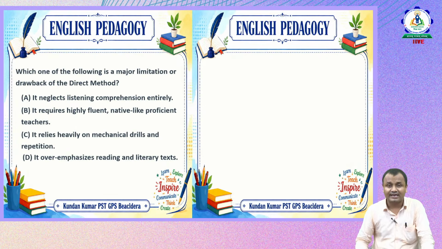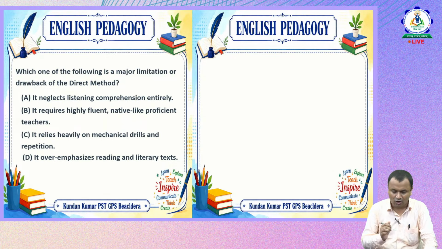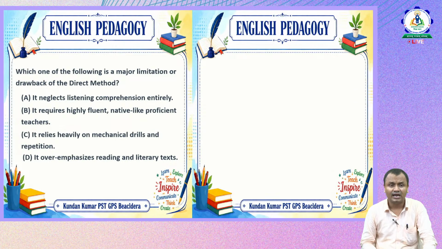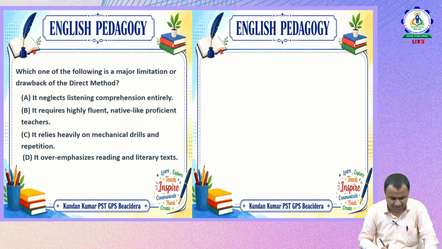Which one of the following is a major limitation or drawback of the direct method? Limitation or disadvantages or drawback of the direct method. It neglects listening comprehension entirely. It is exactly opposite to the feature of the direct method, because we know in the direct method we focus on the speaking and the listening skill. We do not neglect, we focus on the listening skill. So this is exactly ironical or opposite to the feature of the direct method.